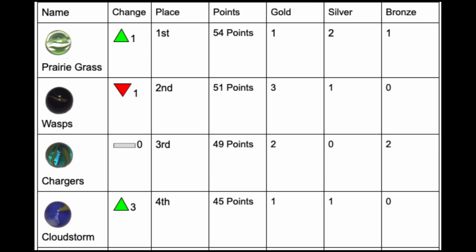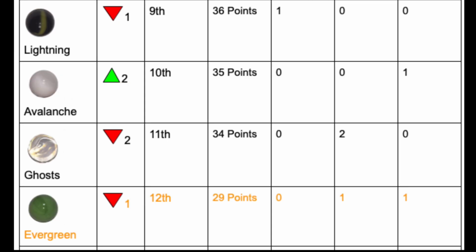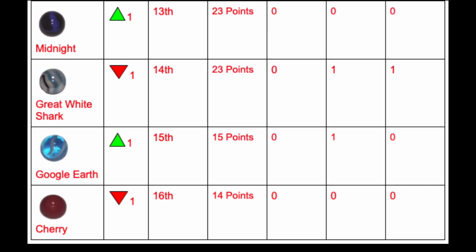Prairie Grass does reclaim the lead thanks to that, and Cloudstorm shoots back up onto the top page of standings. Now, Flair shoots up 4 spots to 6th on an absolute charge. At the end of the season, he has a chance to win as well. And then, 12th place, Evergreen is the first marble who cannot win. He can still get a podium. And everyone at the bottom here can't podium and cannot win. It's all over for them.